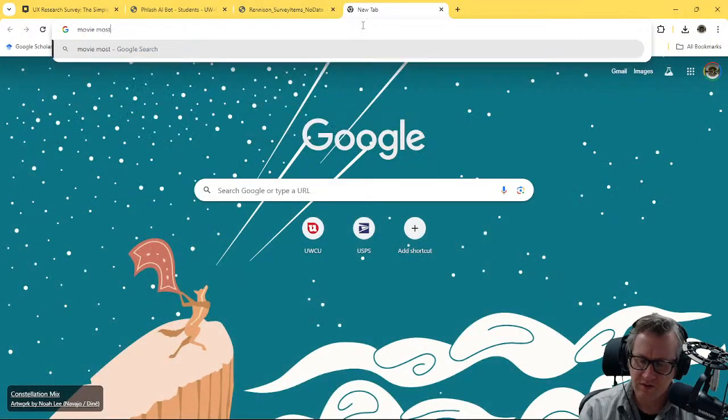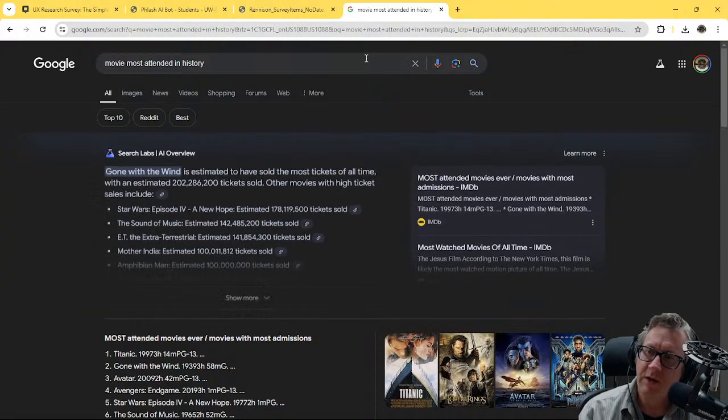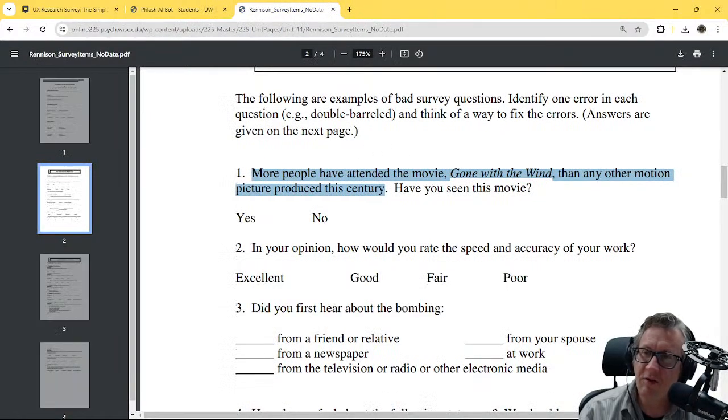Movie most attended in history. Let's see what happens. Up, Gone with the Wind. Yeah. Over 200 million tickets sold. Wow. Okay. So, even though it's factually accurate, more people have attended the movie Gone with the Wind than any other motion picture. Have you seen this movie? Yes or no? You could just say, have you seen the movie Gone with the Wind?